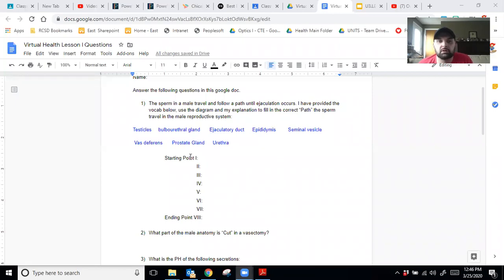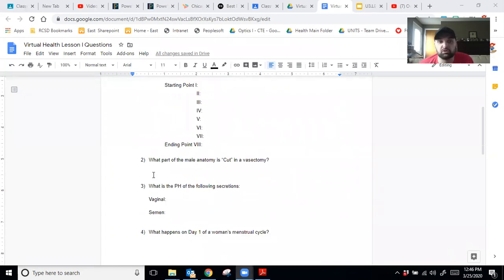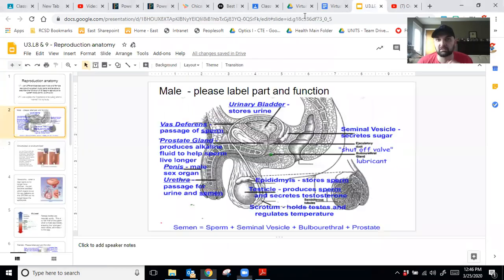So this is your first question. Starting point, obviously the testicles, right? Ending point, urethra. I just gave you 2 of them. All these other ones: bulbourethral, ejaculatory duct, epididymis, seminal vesicle, vas deferens, prostate gland. Tell me the correct order in this question, right? Number 2 says, what part of the male anatomy is cut in a vasectomy? Let's go back to our presentation here.